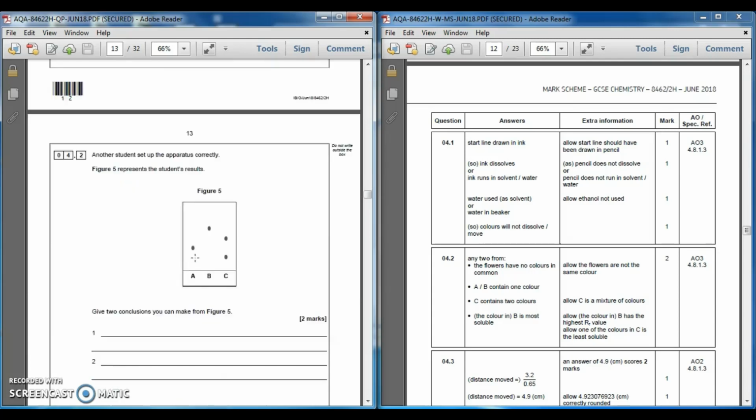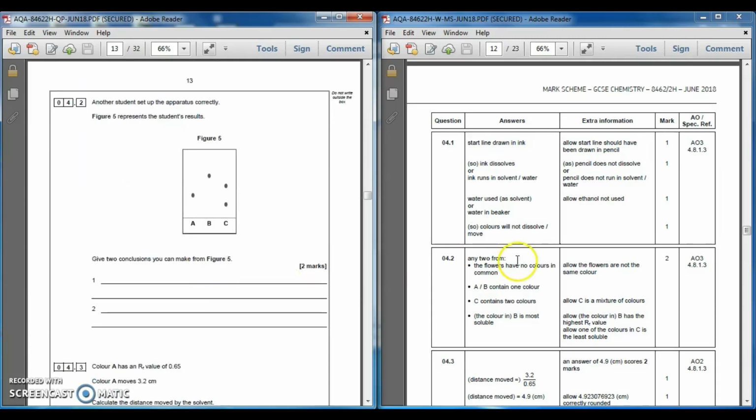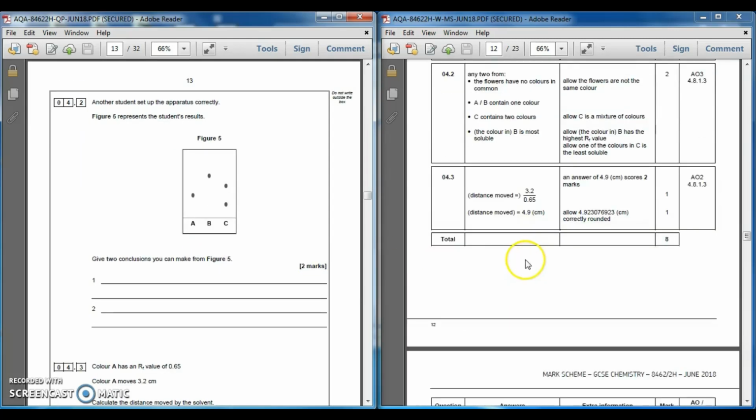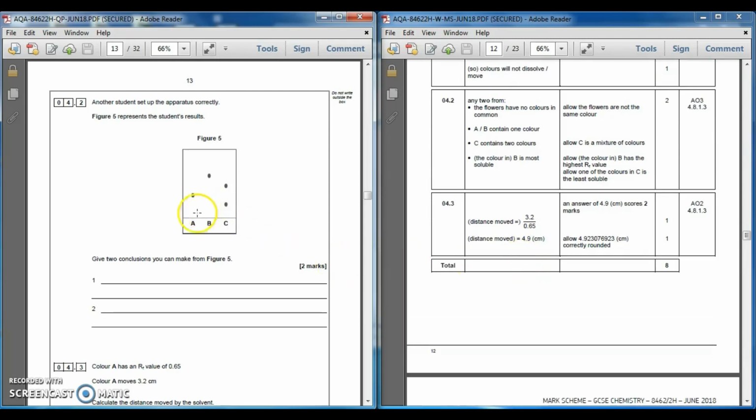Okay. For 4.2, a lot of people did really good conclusions for this, and it's a similar thing to what we've seen before in these sort of questions. A is a single colour, B is a single colour, C is a mixture of 2 colours. The mixture in C does not contain any of the same dyes or colours that are in A or B. Most people got a combination of those. Just be careful, you won't get the marks for saying A is only 1 and B is only 1, because that's counting as the same point.